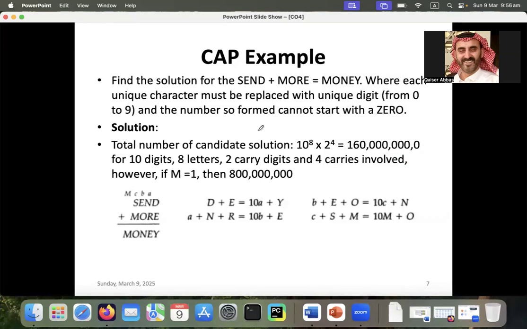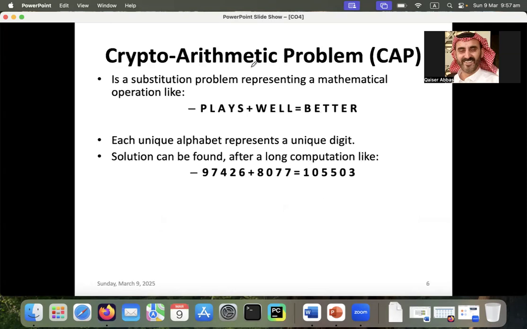So this was the slide where we stopped previously. This is about crypto arithmetic problems. We are shortly calling this terminology CAP. In this terminology, we will be given two strings and we have to add those two strings and we will get the solution string.